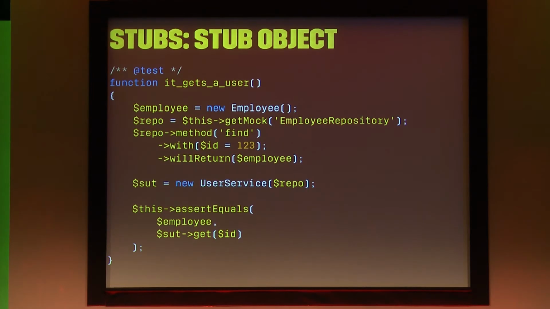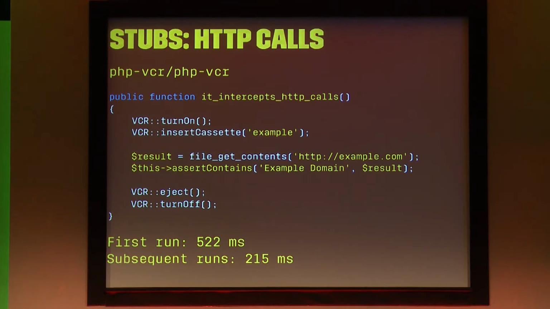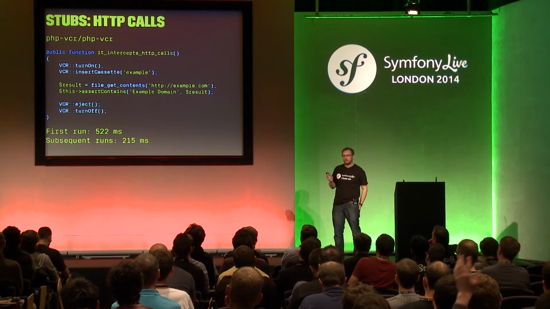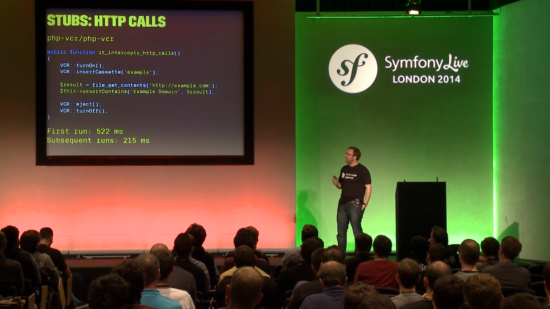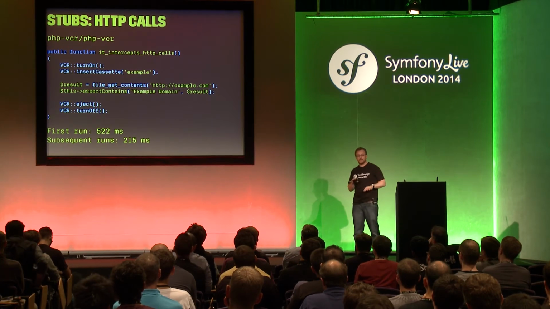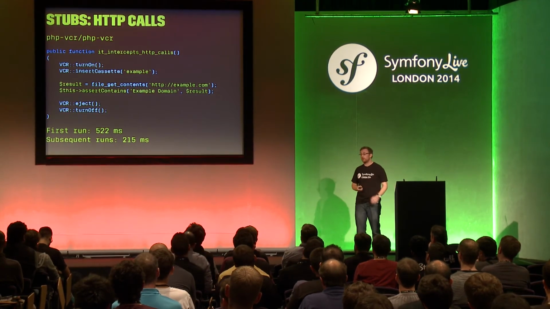That was using PHPUnit. Something a little bit more interesting for a stub would be HTTP calls. Anyone uses VCR for Ruby? Yeah, did you know there's a PHP VCR? It's in quite an early infancy stage, but it's come along quite nicely.